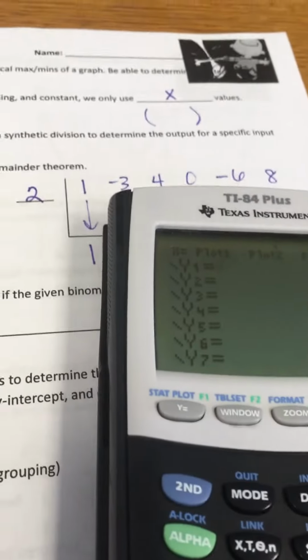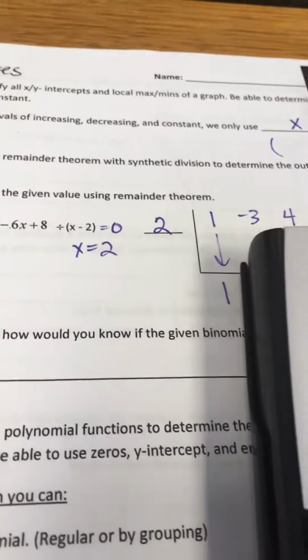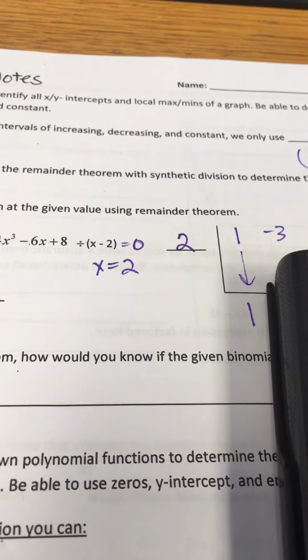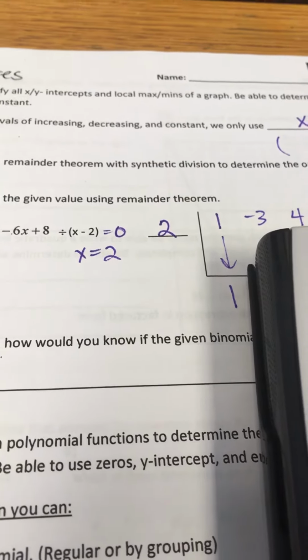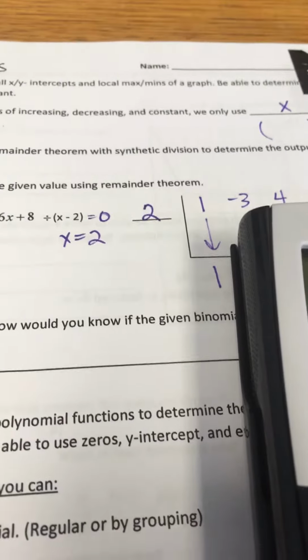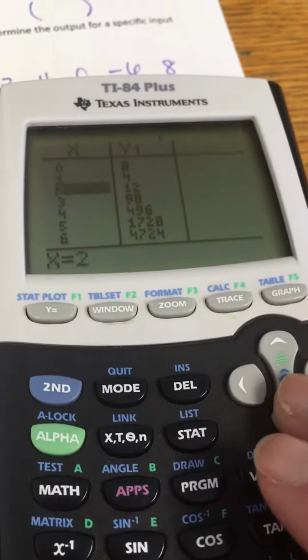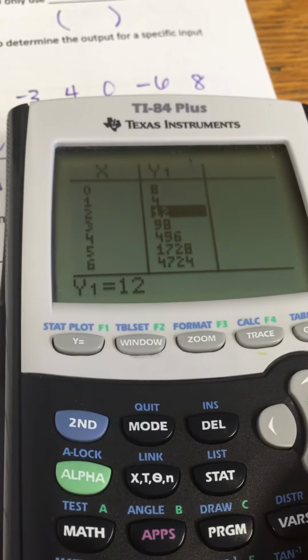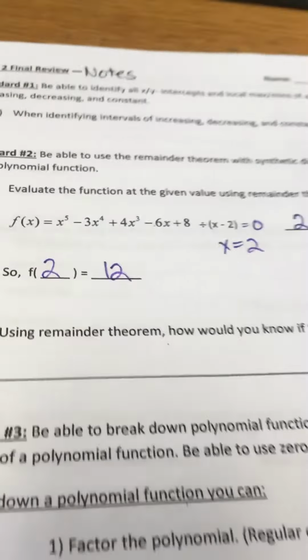The other thing is, if you have your graphing calculator, you can put in x to the 5th minus 3x to the 4th plus 4x to the 3rd minus 6x plus 8. And if you go to second graph, look at the table. For the value of +2, you should have the value of 12, and that is the remainder. So when x is 2, the y value, or the remainder, is 12.